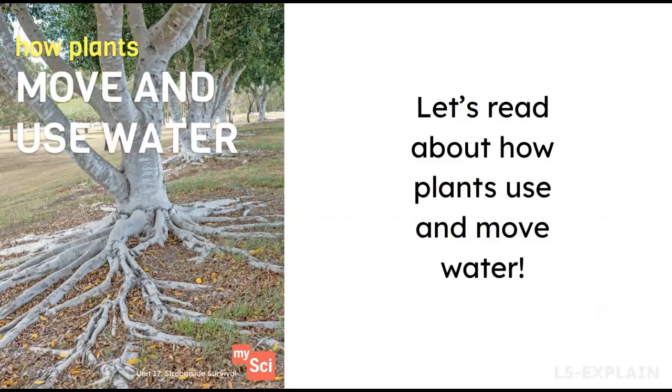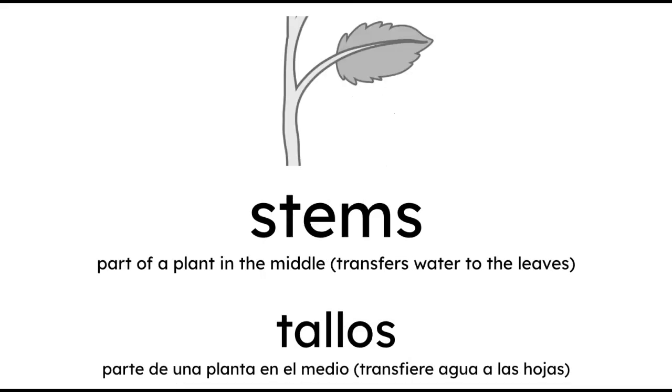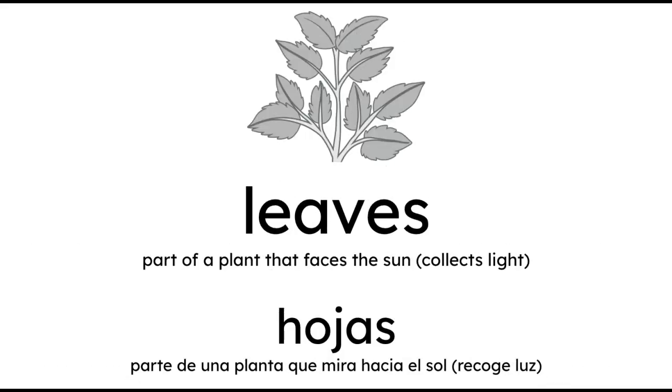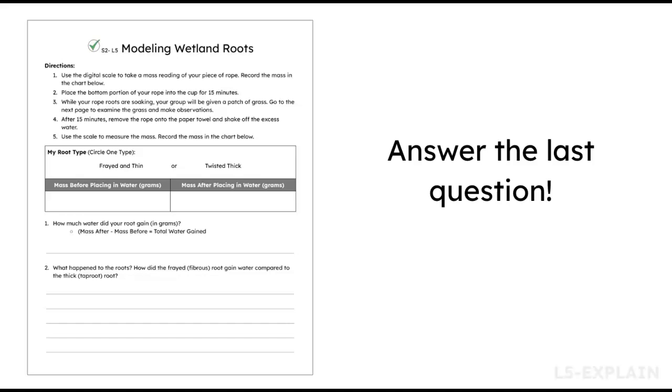You'll have students read how plants move and use water. After the reading, you can post and discuss the roots, stems, xylem, leaves, and veins vocabulary cards. You'll also have students answer the last question on the Modeling Wetland Roots student journal page.